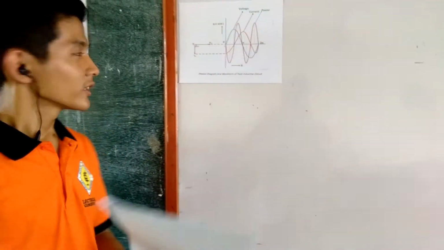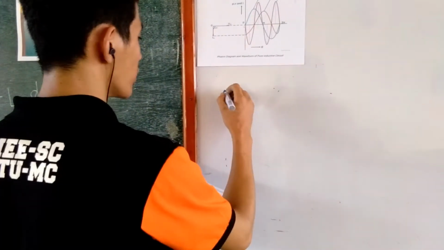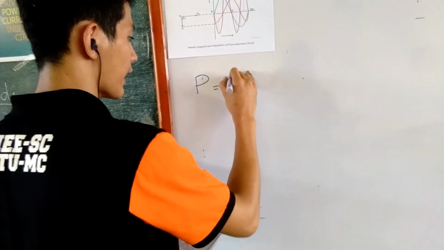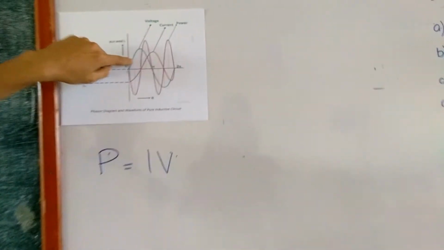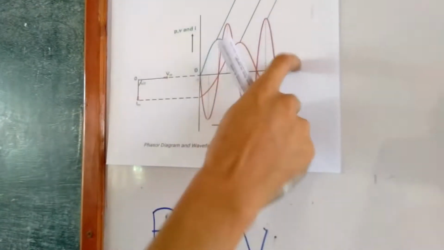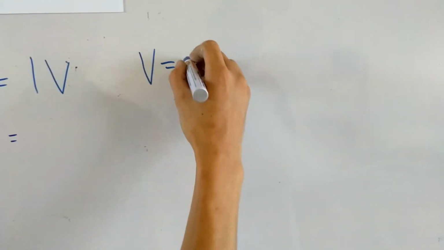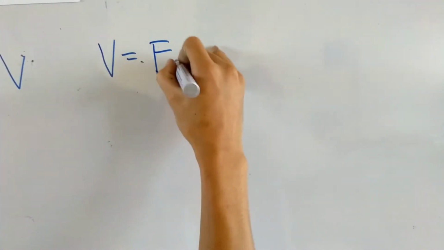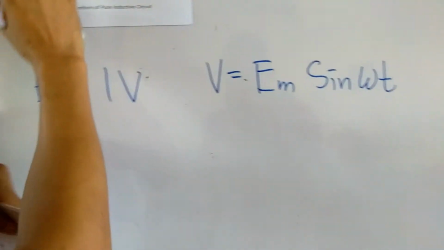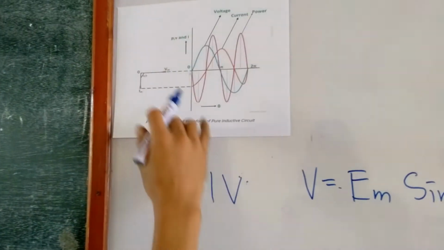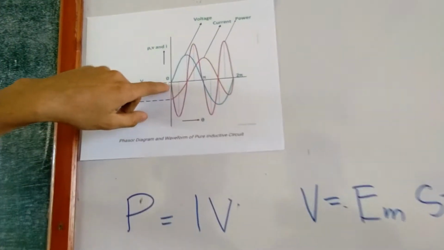So let's proceed to the derivation of instantaneous power in an inductive circuit. As we all know, P is equal to IV. Now, refer to the diagram. As you can see, the voltage is increasing, so it takes a positive value. So V is equal to E_M sine omega t. And since the current is lagging by 90 degrees, it is in the negative sign. Take a look at the pink line. It started with the negative sign.